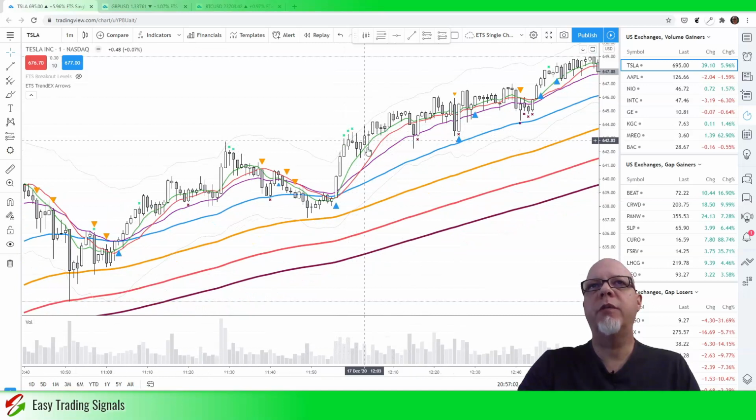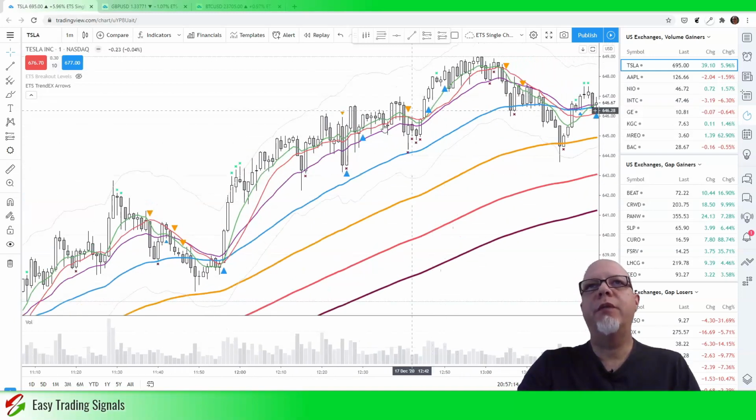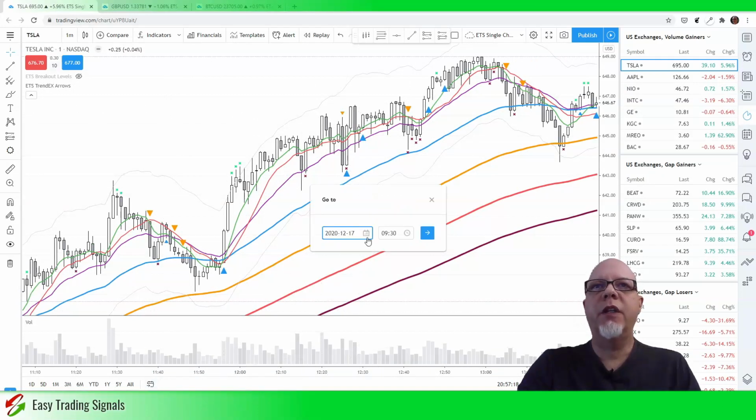Warning for potential pullback. It is testing the Keltner channel over there. Comes back, keeps you in the trade over here. Yes, it's going to bounce, potentially bounce, and so forth. So you would have had a beautiful trade over there as well. Let's go back some more.